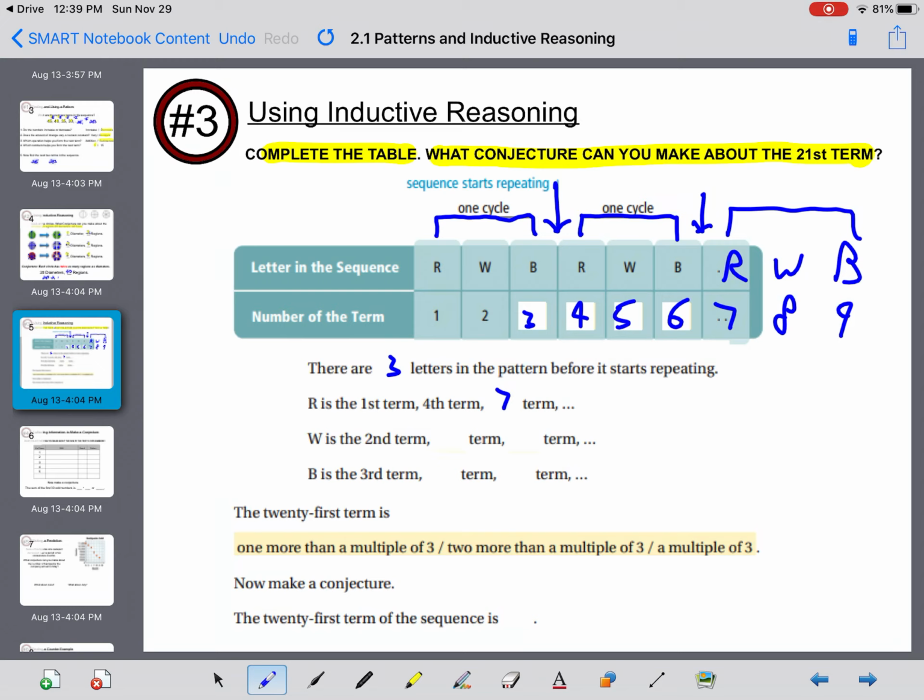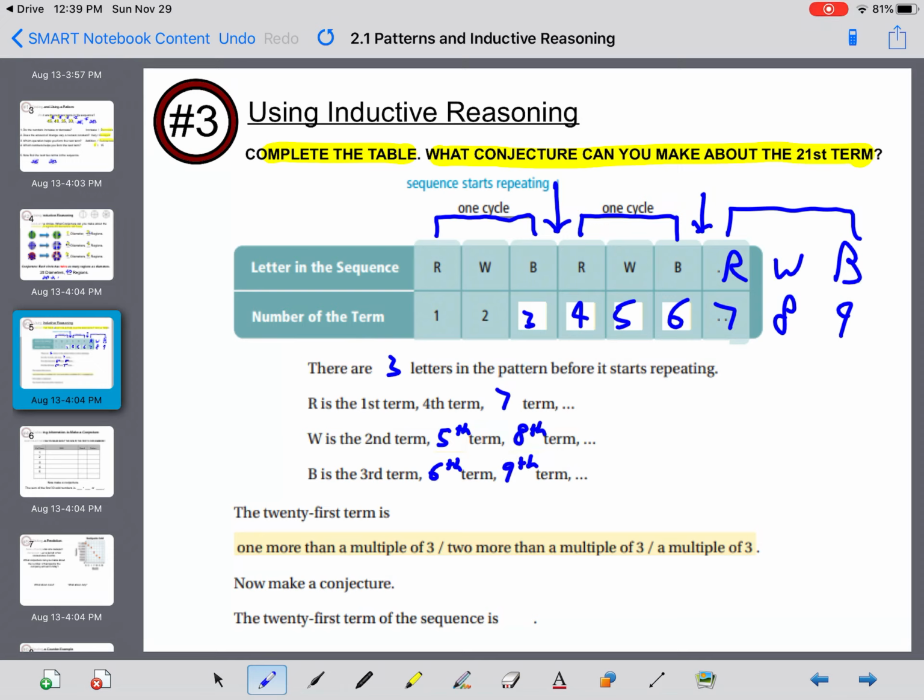W is the second term, the 5th term, and using our patterns here, the 8th term. And B is the 3rd term, the 6th term, and the 9th term.